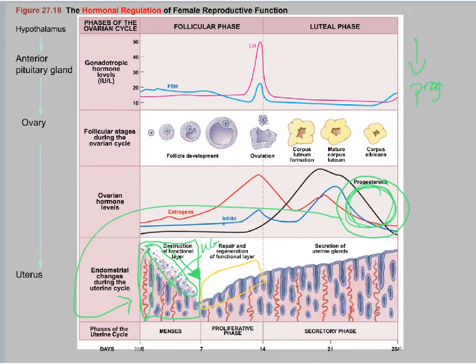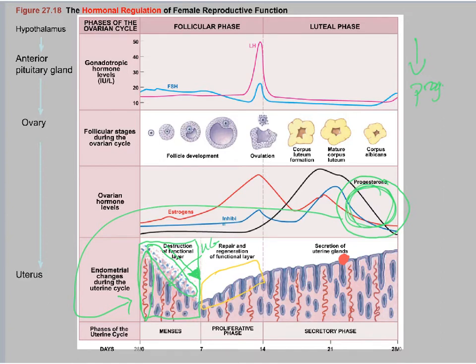implanting, we'll draw the fertilized egg, we call it a zygote. Maybe that zygote ends up embedding here in the endometrium. So you've got a regrowth of the endometrium, specifically the functional layer, during that proliferative phase. And then the remaining part of the uterine cycle is the secretory phase.